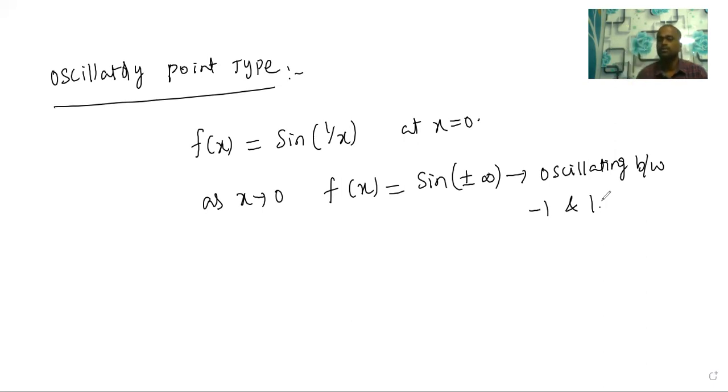So the limit of the function does not exist because it is oscillating between minus 1 and 1. Hence, what we can conclude, f of x is equal to sine 1 by x has oscillatory type discontinuity at x is equal to 0. So this is about types of discontinuity. Hope you enjoy the class. Thank you.